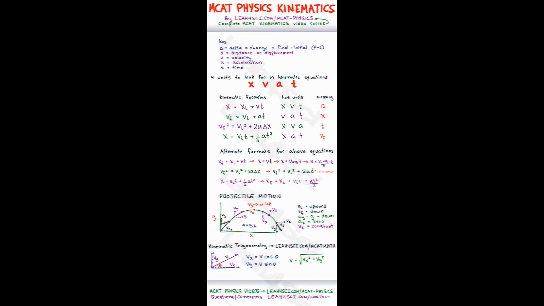Below are the kinematic formulas and units and its missing parts. Below are the alternative formats for the above equations, and projectile motion, and finally, kinematic trigonometry. And lastly, these are the types of kinematics and its equations.